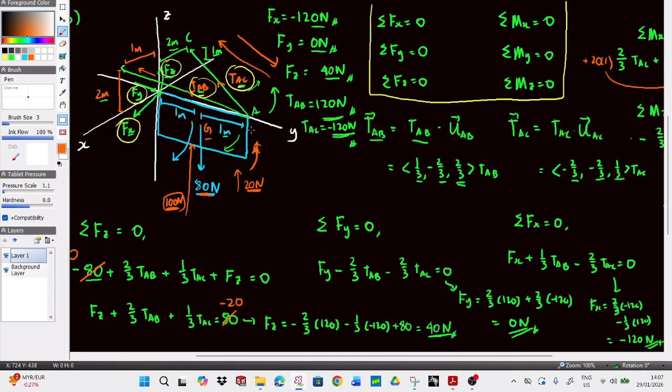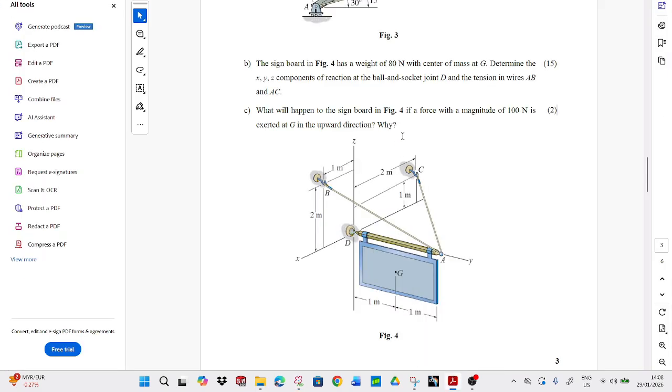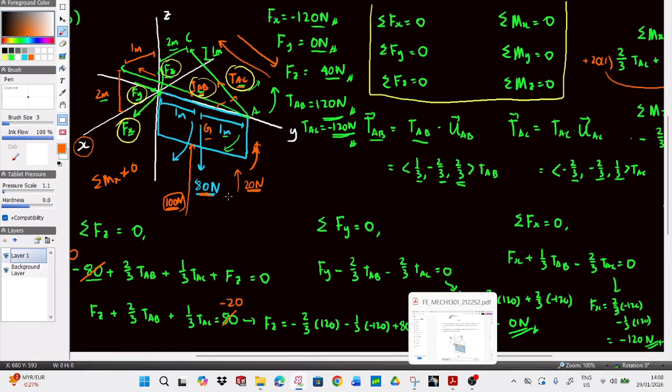You rotate upwards, that means you rotate along the x-axis. That means your summation of moment at x will actually not be 0 at this point. So this would mean that your cables might become loose, and it may cause the cables to snap. So what will happen to the signboard if the force is exerted at G in the upward direction? The signboard will rotate. So you can say the answer is the signboard will rotate.